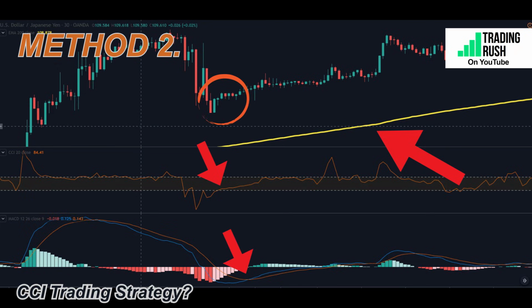The real buy signal was right here, when CCI was crossing above the lower band again, and MACD was also showing a crossover. As you can see, when both of them were showing the buy signal, the market went up.